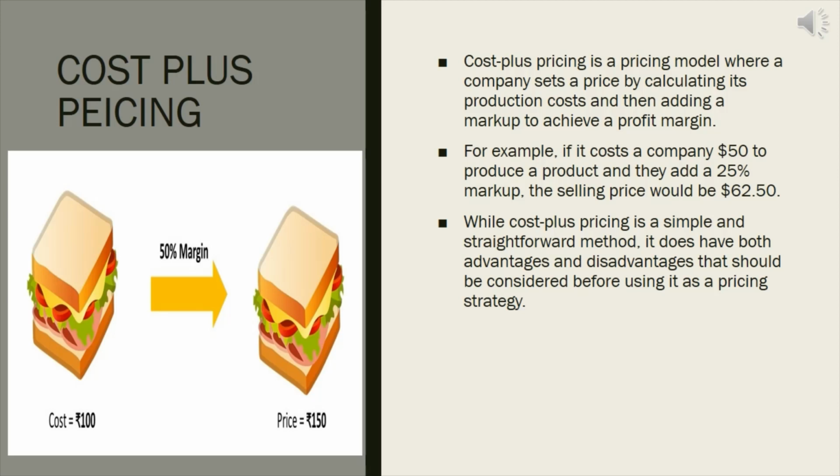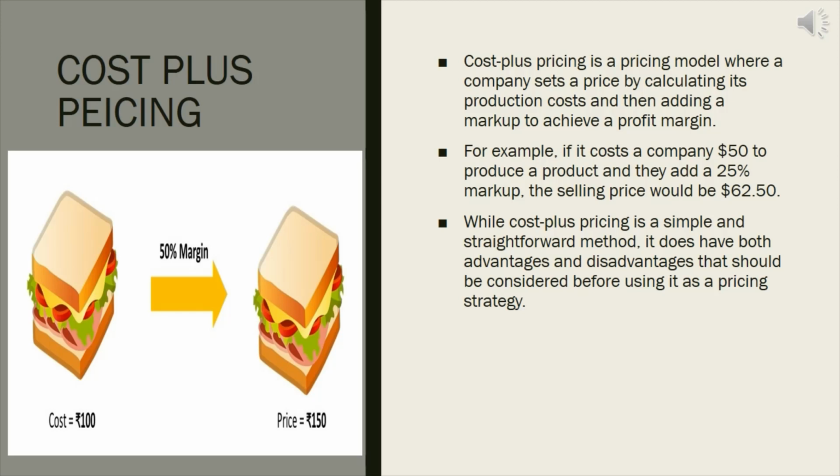While cost-plus pricing is a simple and straightforward method, it does have both advantages and disadvantages that should be considered before using it as a pricing strategy. One advantage is that it provides a predictable and stable pricing structure, making it easier for businesses to plan their budget and profit margin. Additionally, since cost-plus pricing takes into account the actual cost of production, businesses can avoid setting prices too low and not covering their expenses. However, cost-plus pricing also has its drawbacks.